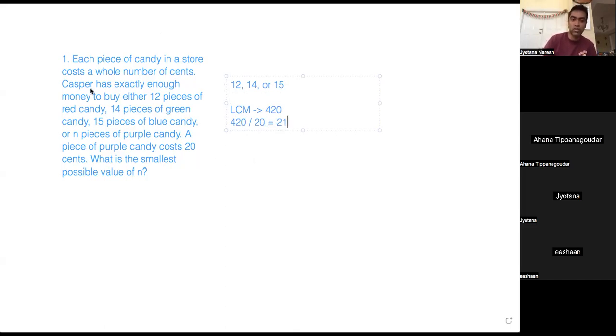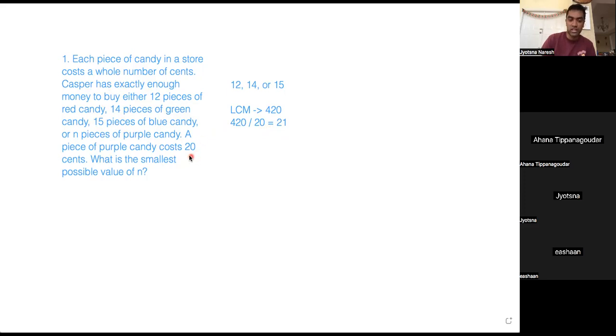The reason is that we know that if Casper has enough money to buy each of these, it must be 12 times the price of a red candy, 14 times the price of a green candy, 15 times the price of a blue candy. Each is a whole number of cents. So we know the number that Casper has is a multiple of all of these, 12, 14, and 15. So if you take the LCM, that's kind of like the smallest amount he can have. So if a piece of purple candy costs 20, he can have the LCM divided by 20. So 21 is the smallest value of the number of purple candies he can buy.